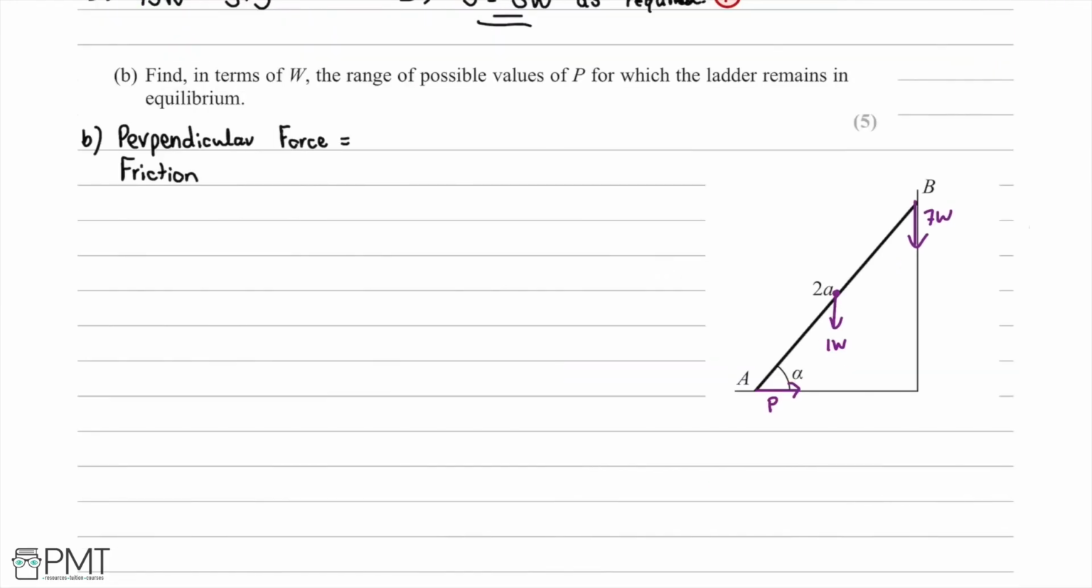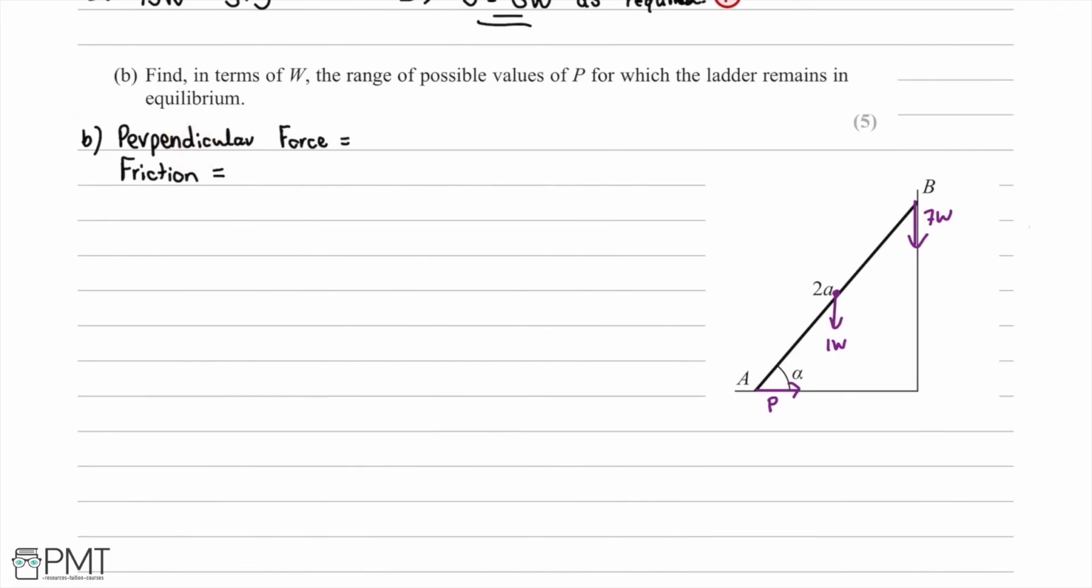So in part B of this question, we're asked to find the range of possible values of P for which the ladder remains in equilibrium. So we recall that P is a horizontal force which is applied to stop the ladder from slipping. So we know that there'll be two components to this. We'll first have the perpendicular force.